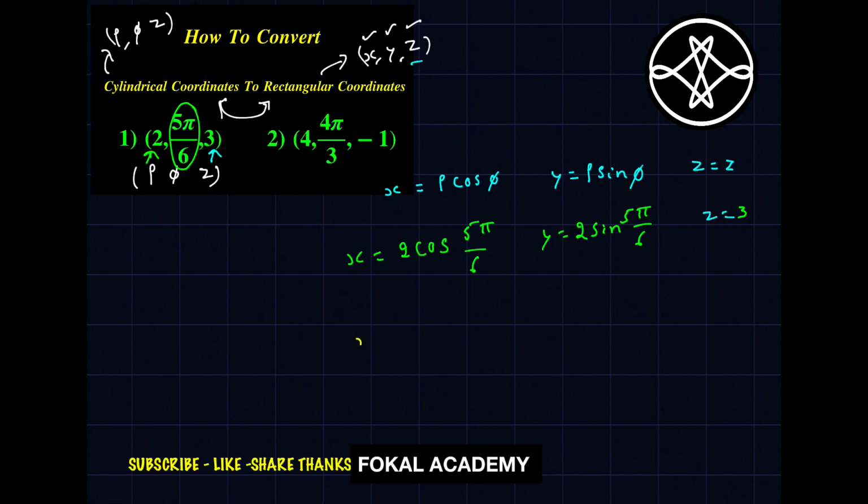By simplifying this, we get x equal to minus 1.732, y we got 1, and z is nothing but 3. So x comma y comma z, that is the rectangular coordinates, is equal to minus 1.732 comma 1 comma 3. So this is the rectangular coordinates for the given cylindrical coordinates.